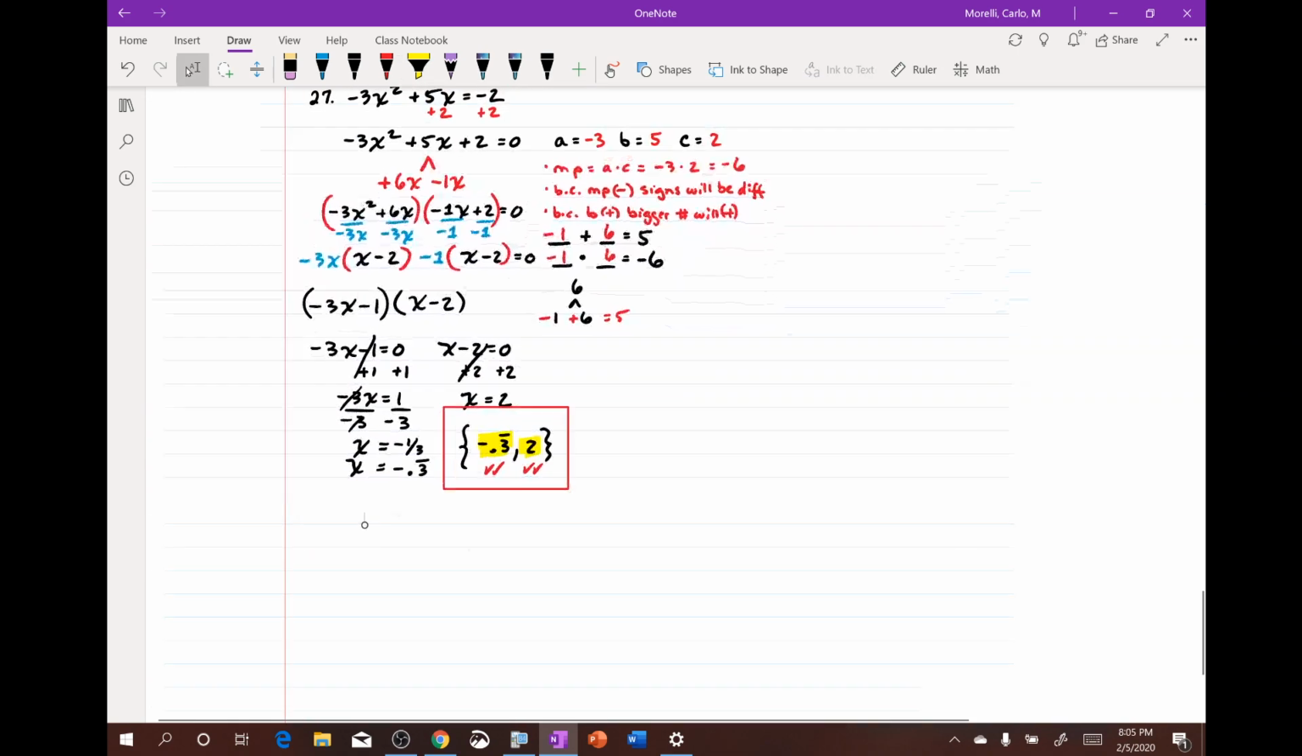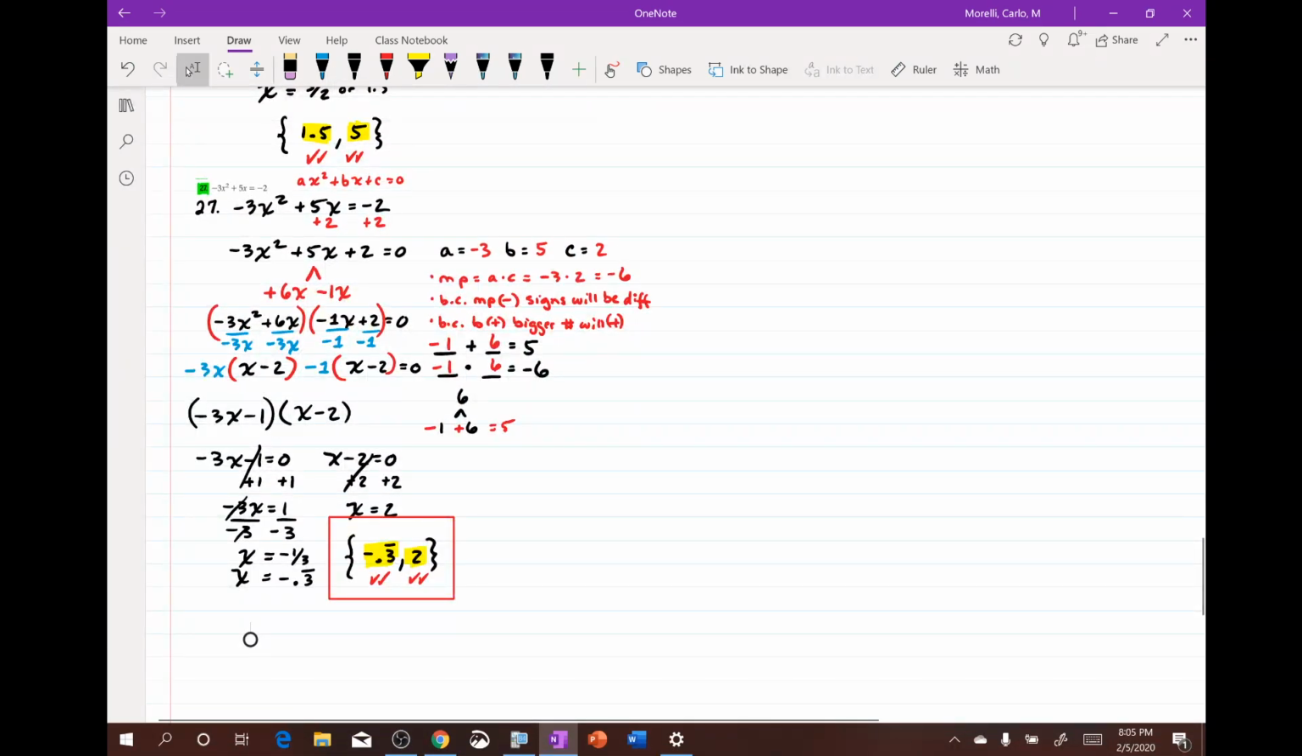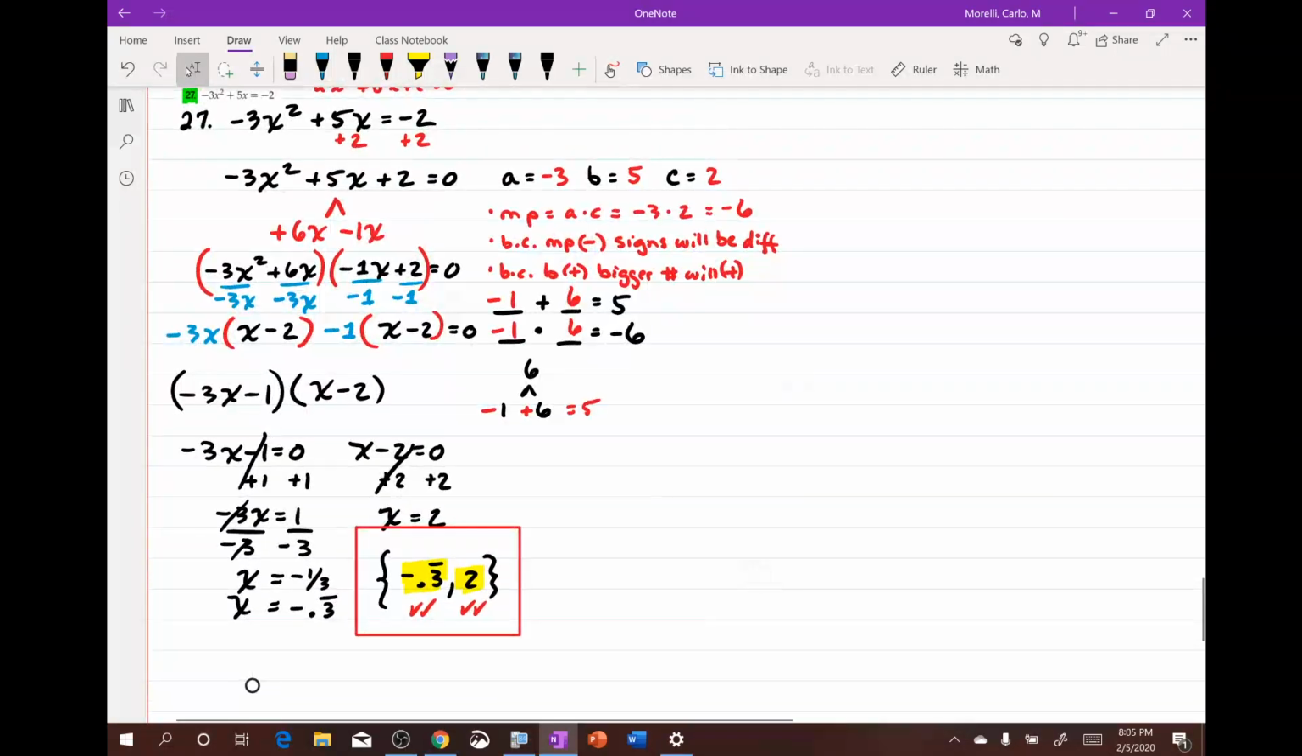Let me zoom out so you can get all this written down if I went too fast there. Now I'm going to write this in some cool font.